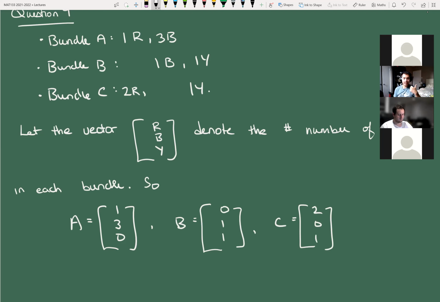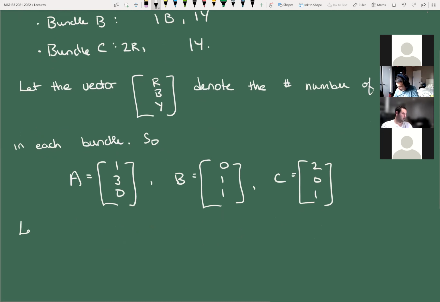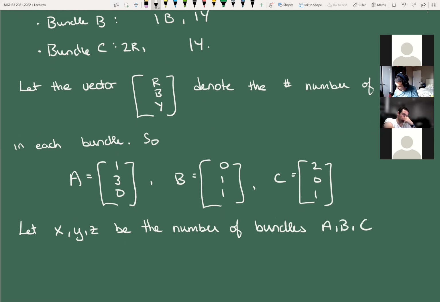Now, if I let X be the number of bundle A I buy, Y be the number of bundle B, and Z be the number of bundle C, so let X, Y, and Z be the number of bundles A, B, and C that we buy respectively.